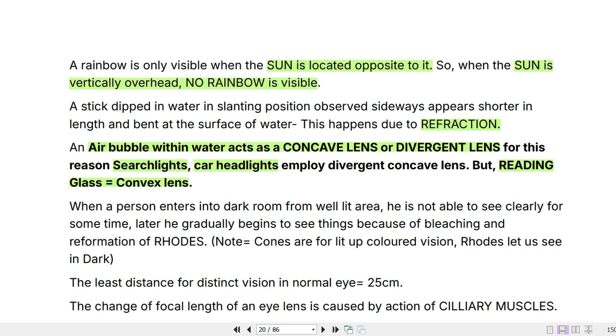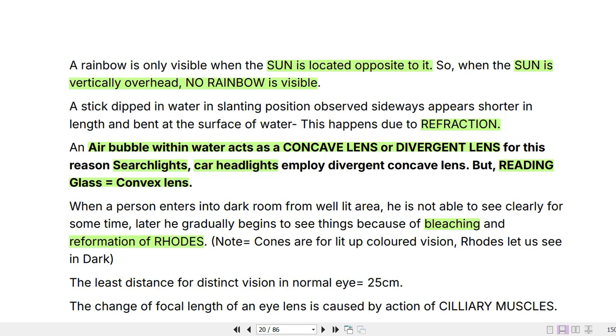Now when a person enters a dark room from a well lit area, he is not able to see clearly for some time, and later he gradually begins to see things because of bleaching. The phenomenon that occurs is called bleaching. What happens during bleaching is that there is a reformation of rods, the dimensions and the shapes of the rod cells.